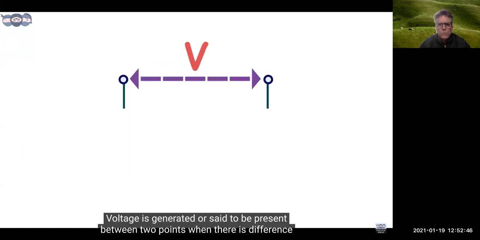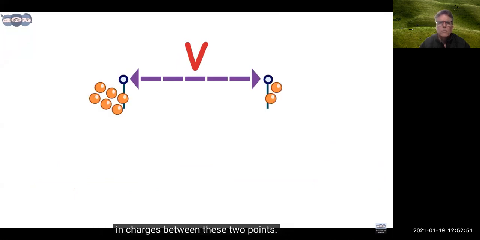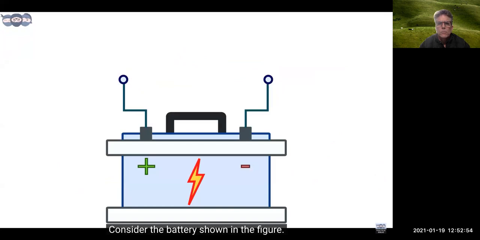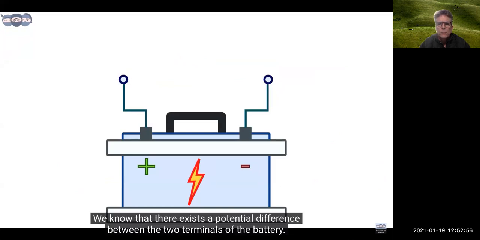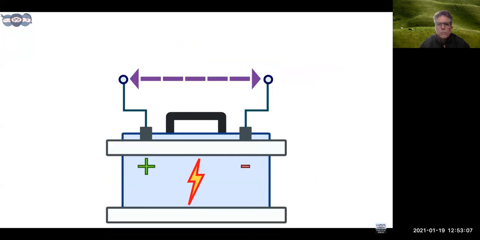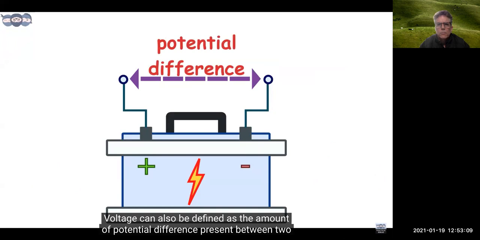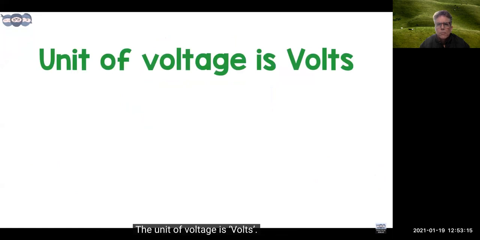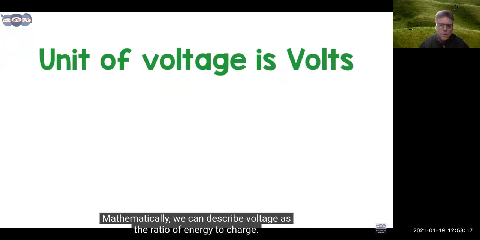Voltage is generated or said to be present between 2 points when there is difference in charges between these 2 points. Consider the battery shown in the figure. We know that there exists a potential difference between the two terminals of the battery. It is due to the fact that there is difference in charges between these 2 points. Voltage can also be defined as the amount of potential difference present between these 2 points. The unit of voltage is volts. Mathematically, we can describe voltage as the ratio of electrical energy to charge.